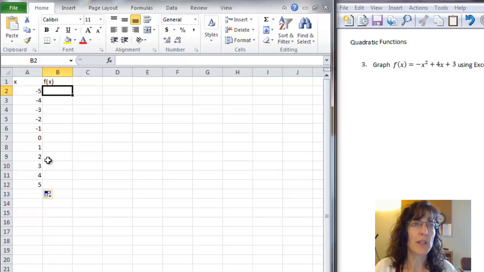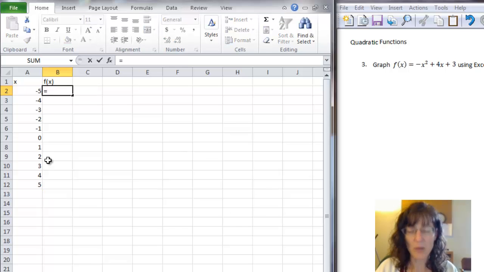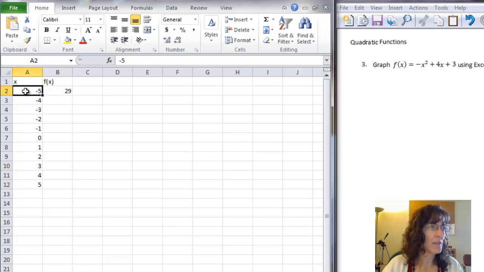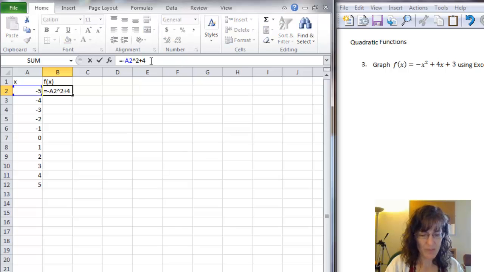Now I want to put in the -x². So we'll start off with equals, always, to tell Excel we're going to calculate. And then negative, click on the x, caret 2 for squared. And then +4, click on the x again. Oops. Oh, I have to say times. Click on the x again, and then +3. Okay, so I think I have it.